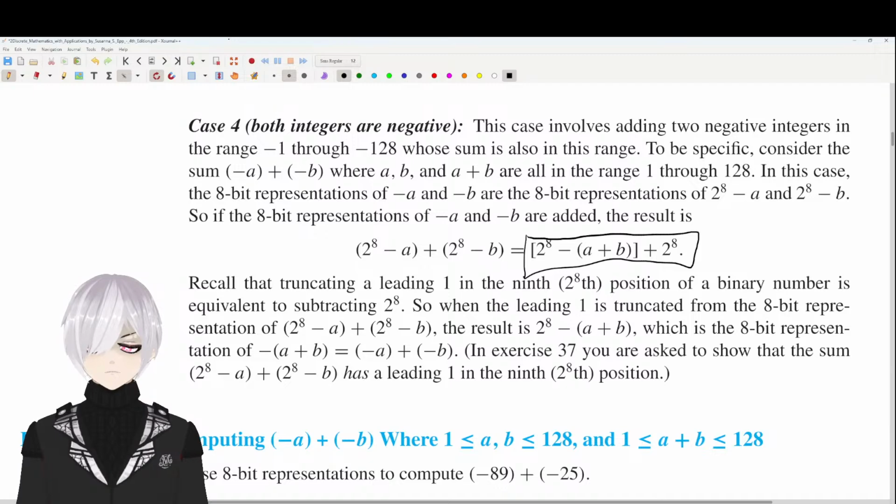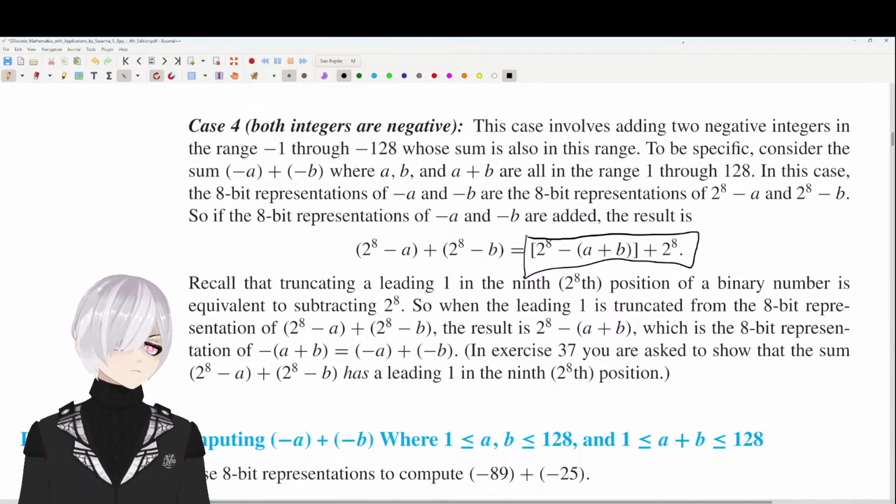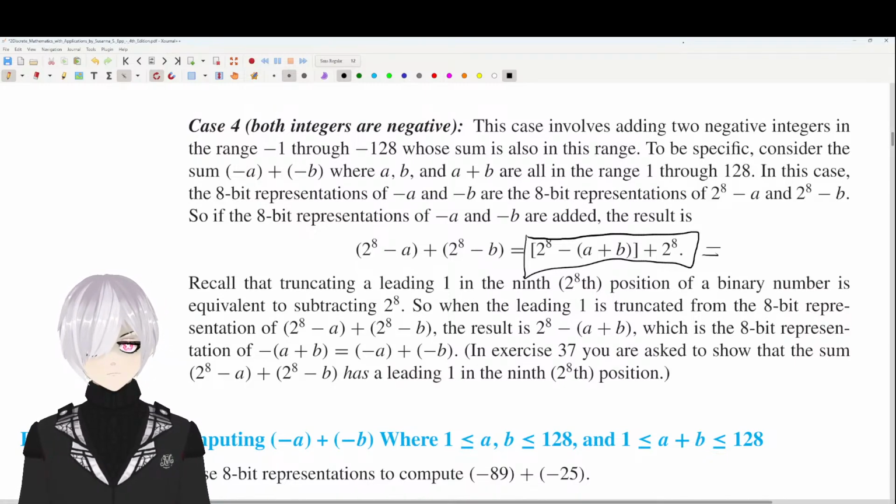But then we need to show why there is a leading 1 in the 2 to the 8th position of that number in binary. Firstly, we can think about what numbers have a leading 1 in the 2 to the 8th position. Well, 2 to the 8th does. And in fact, anything greater than or equal to 2 to the 8th, but less than 2 to the ninth, will have a leading 1 in the 2 to the 8th position. Because a leading 1 is the leftmost 1 in the whole number in binary. So a leading one corresponds to the greatest power of two that's less than or equal to the number.